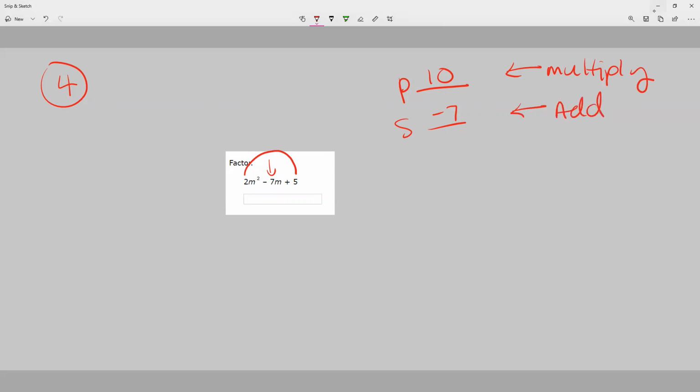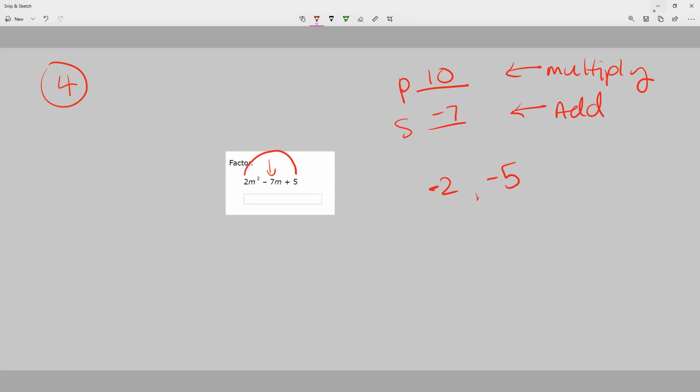Probably 2 and 5 jumps out at you, because 2 times 5 is 10, and you can combine 2 and 5 to make a 7. In this case, it needs to be a negative, so I would really need to be putting 2 negatives here, right? So it'd be -2 minus 5, which is -7, and then I need to check: is -2 times -5 positive 10? And the answer is yes. So these are my two numbers.